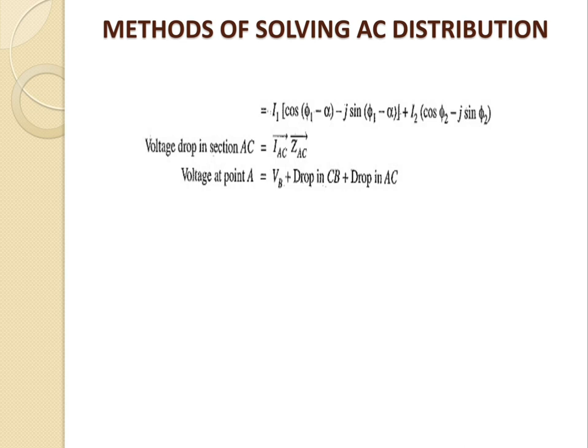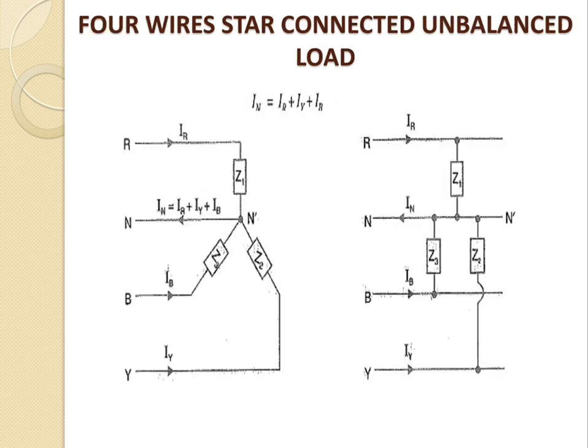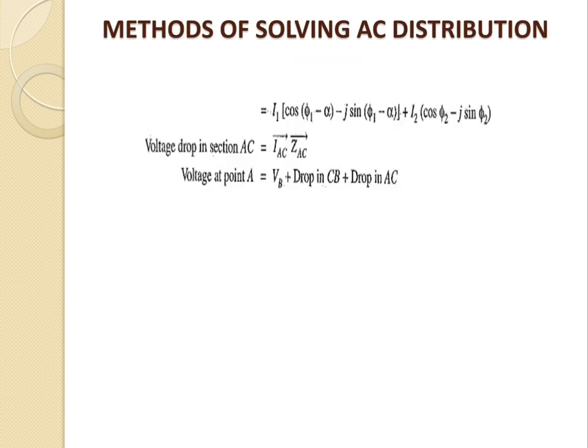And last one, the voltage at point A is equal to VB plus the voltage drop in the CB section, plus the voltage drop in the AC section. So this is regarding the methods of solving for the AC distribution side.